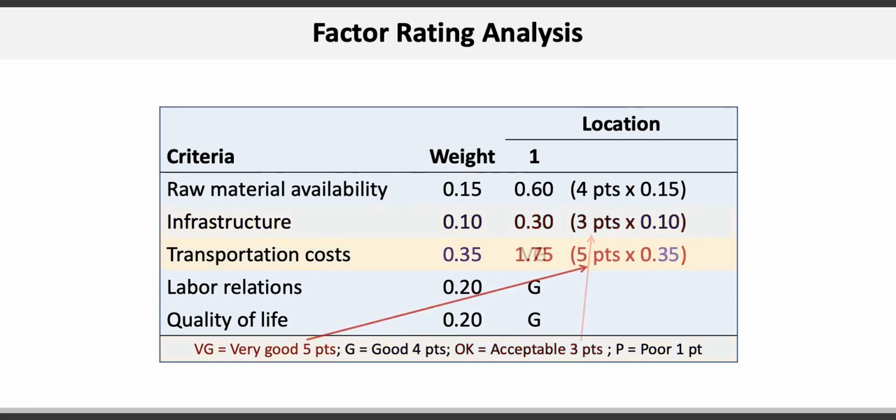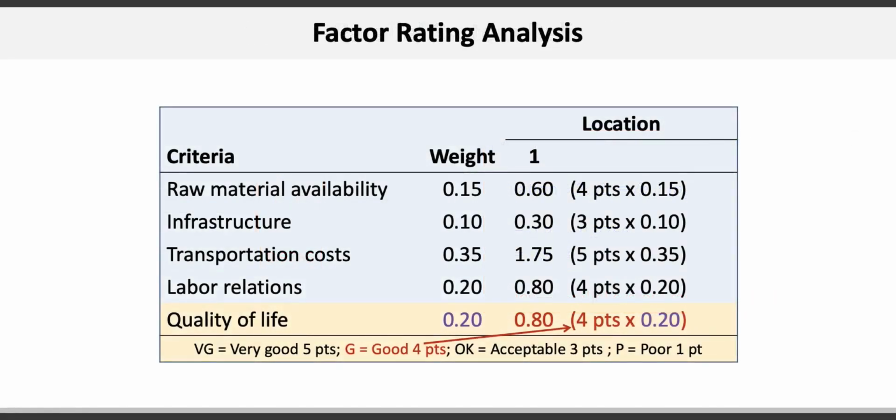For transportation costs, we take the VG score of 5 points times a weight of 0.35 to get a value of 1.75. Next is labor relations, where location 1 received a point score of 4 points for good. We multiply that by the weight of 0.20 to give a final value of 0.80. And finally, there's quality of life, which is also rated at good for 4 points and has the same weight of 0.2. So 4 times 0.2 is 0.80.